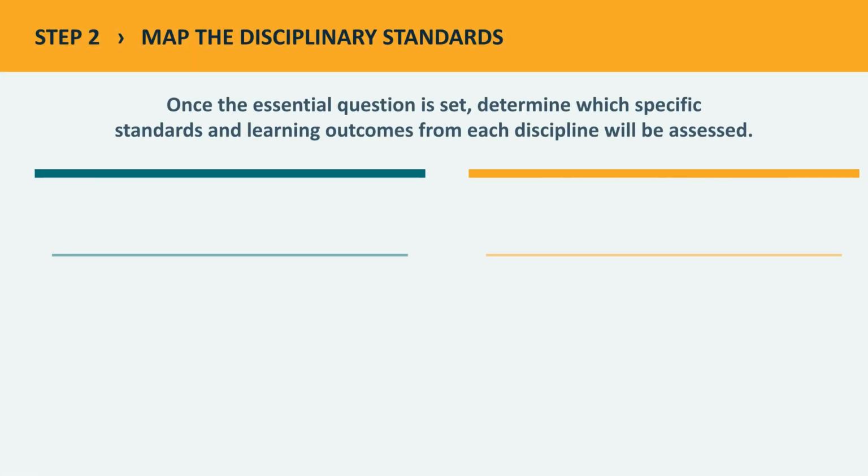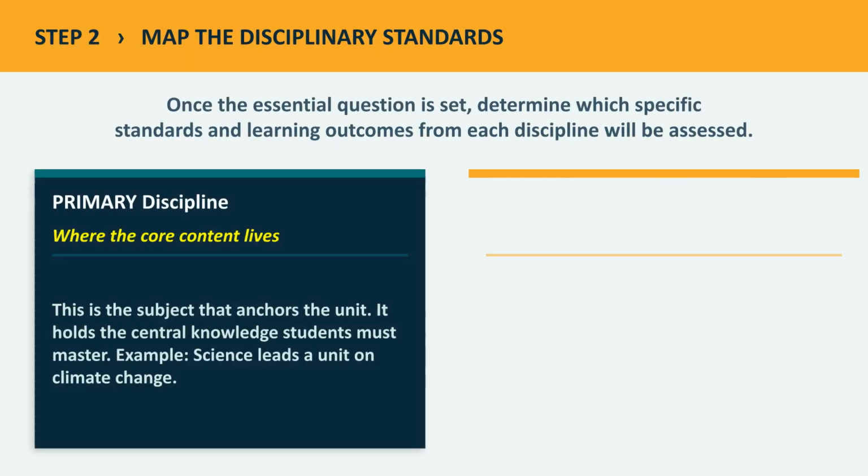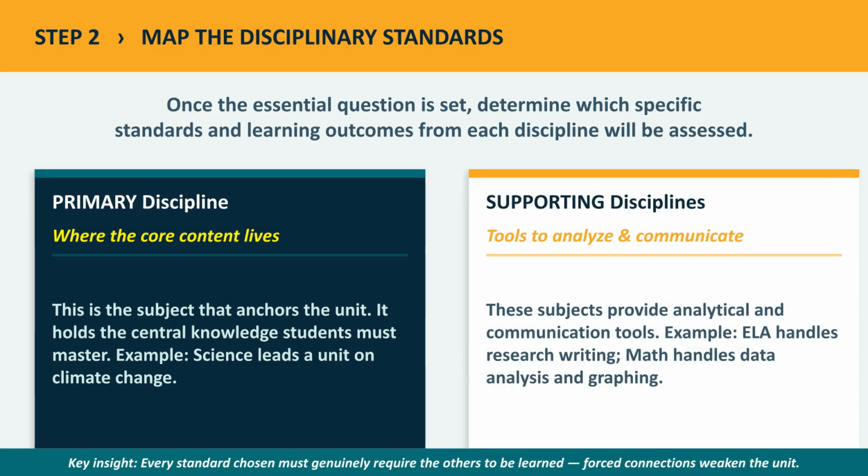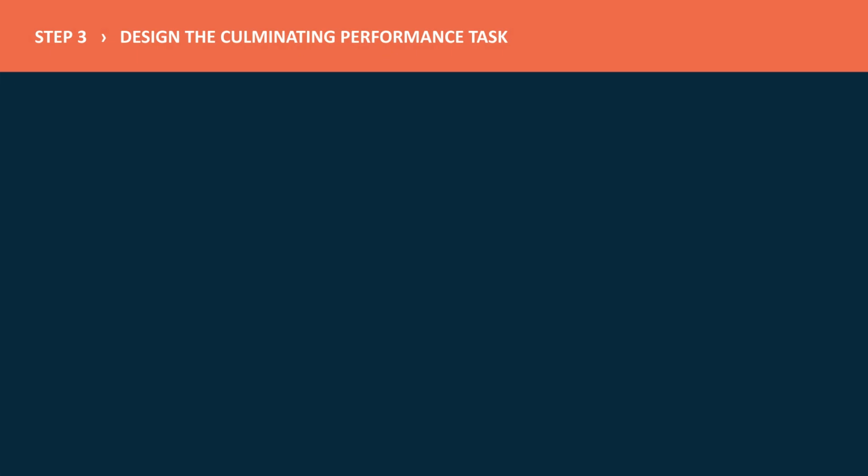Step 2 is to map the disciplinary standards. Determine specific learning outcomes for both the primary discipline, which holds the core content, and the supporting disciplines, which provide analytical tools. Step 3 is to design the culminating performance task.